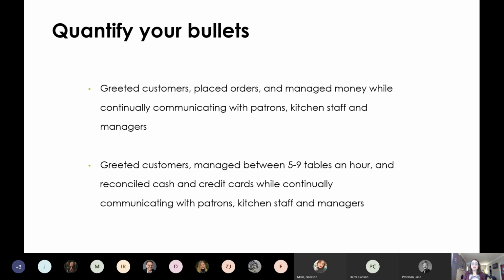Both are good, totally acceptable, but "greeted customers and managed between 5 to 9 tables an hour." Now I got a little bit of an idea of what your workload was like in that role. Instead of having 1 table an hour, it was really small. It was just carry out. I have some better idea. I also explicitly say "reconciled cash and credit cards."